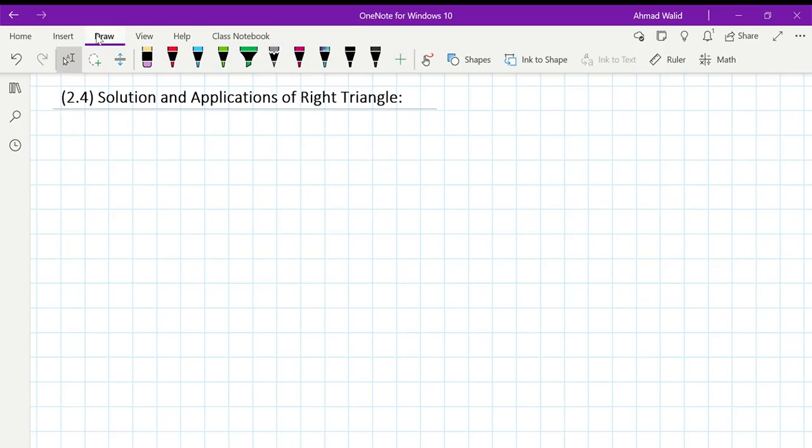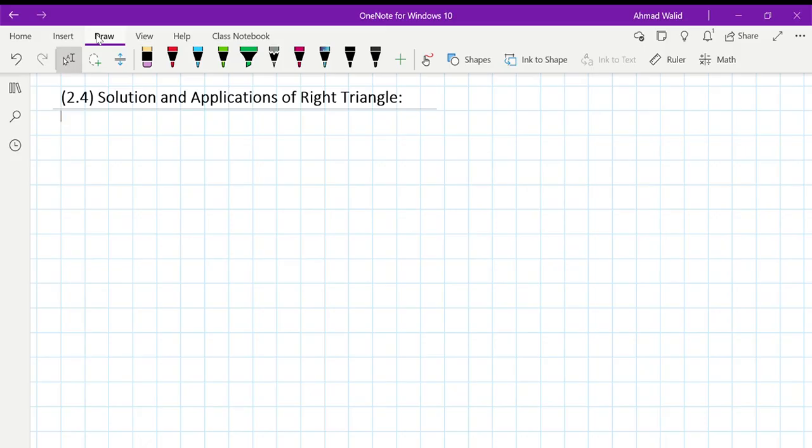Hello all, let's start section 2.4. In section 2.4, we are slowly starting to solve some applications of trigonometry. We start with applications of right triangles.